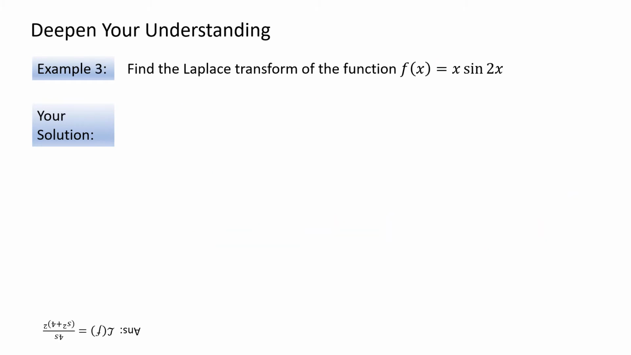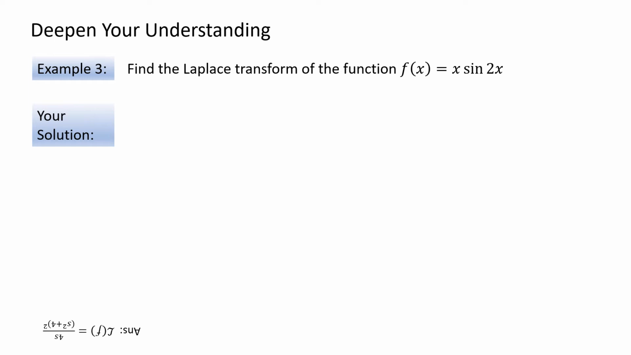Okay, so let's look at one more example. Find the Laplace transform of the function f of x equals x sine of 2x. So I used x here, but again, it doesn't matter, right? Normally it's written as f of t. It's written as f of x here, doesn't change it.